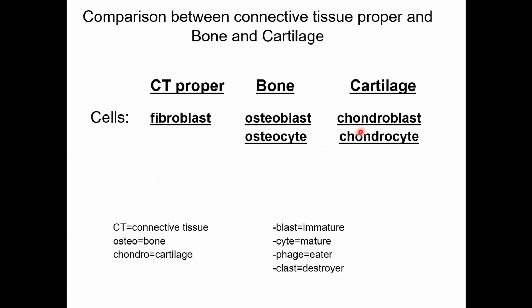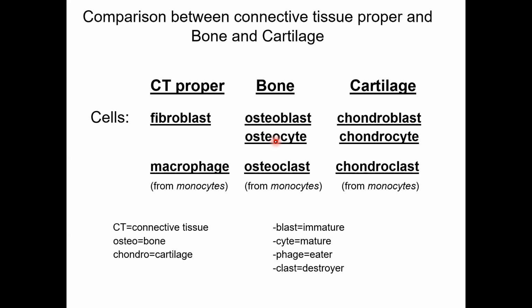The osteocyte then is the mature form of the osteoblast. It's not actively secreting the matrix, its job is just to maintain. And it's a similar issue with the chondrocyte. Now, macrophages are part of the immune system. They phagocytize other cells. Osteoclasts dissolve bone, and chondroclasts dissolve cartilage.